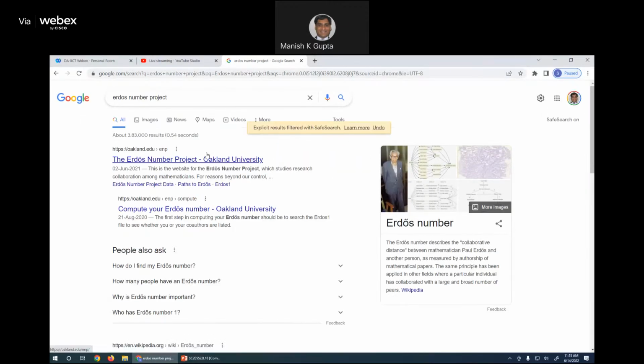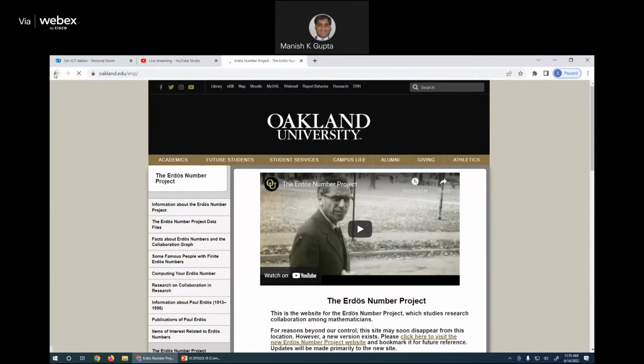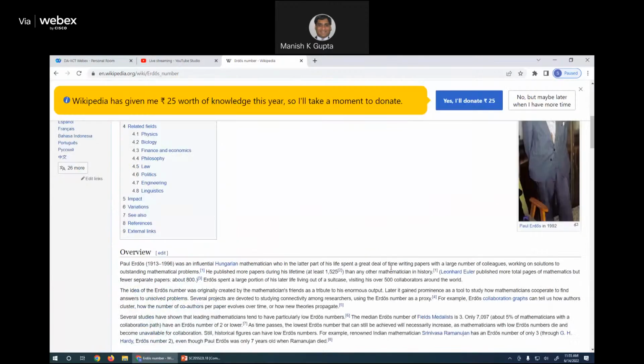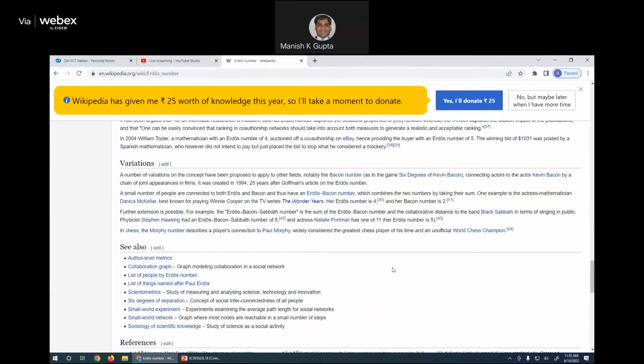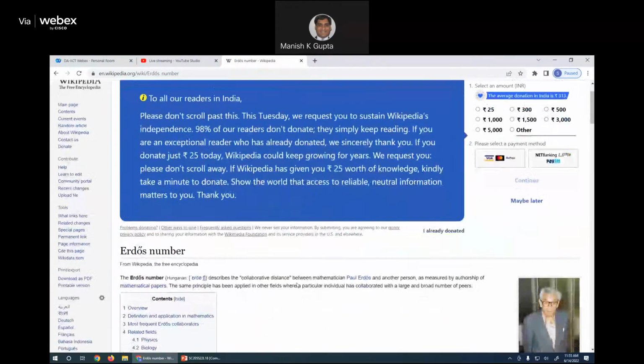Erdős number project. So this is the graph you can see. I think this picture is on Wikipedia. First, let me show you the graph actually on Wikipedia. It's not there. Where are they getting pictures from?